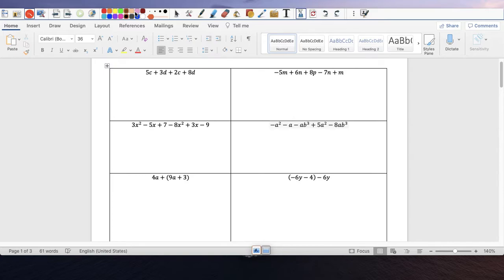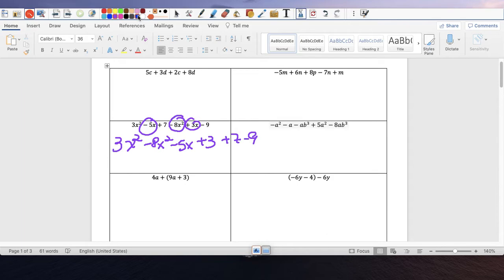Okay, so again, moving like terms. When we have variables with different exponents, the standard is to write the ones with the higher exponents first and then write in descending order. So we write 3x squared, and right next to it, minus 8x squared. Then the minus 5x over here, and then the plus 3x. And then the constants, the 7 and the minus 9.